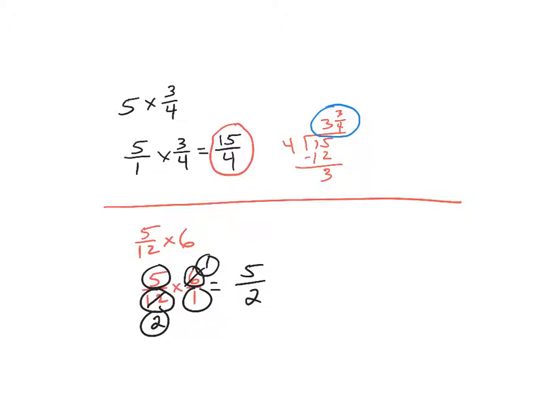But once again, this is an improper fraction, so I need to change that. I'm going to divide 5 by 2. 2 goes into 5 2 times. 2 times 2 gives me 4. I subtract, I get 1. So the fraction that I have is 1/2. The final answer to this problem is 2 1/2.